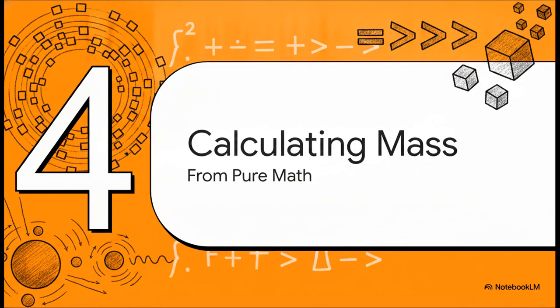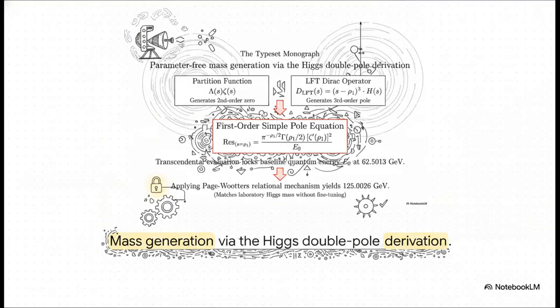Section 4. Calculating mass from pure math. In standard physics, scientists have to measure particles in a lab and then manually plug those random numbers into their equations. Not in Logos field theory. Here, we get parameter-free mass generation. It's kind of wild to think that physical weight comes from an arithmetic equation, but the math works perfectly.